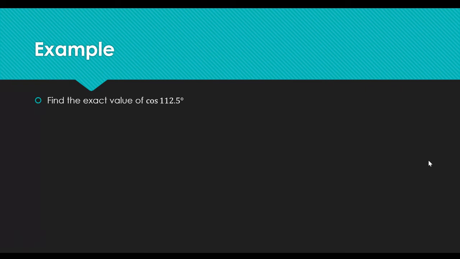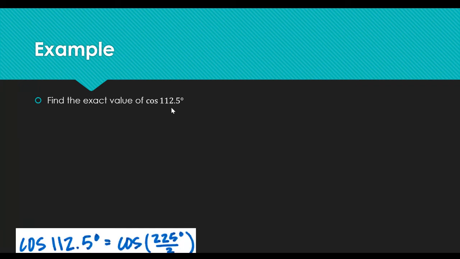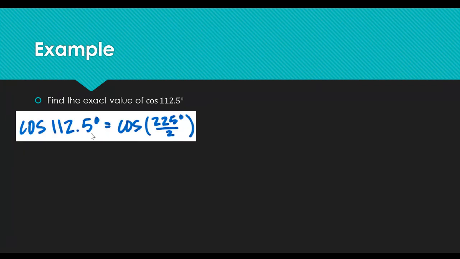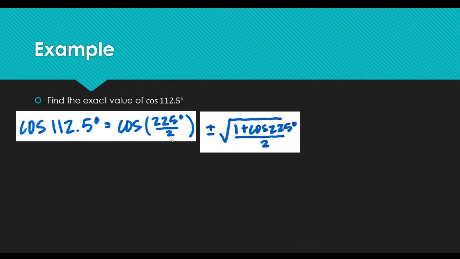So we use these a lot to find exact values, kind of like we did last week. If I want to find the exact value of cosine of 112.5, I say, okay, that's not on the unit circle, but what if I take it times 2? In other words, what is this angle half of? So 112.5 is half of 225. So I could rewrite this as 225 divided by 2, and now it's a half angle formula.